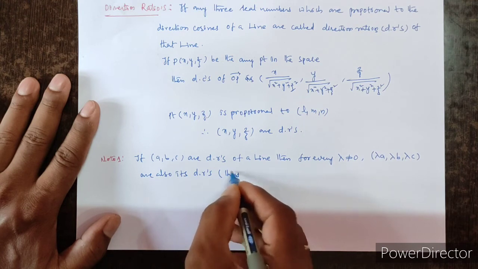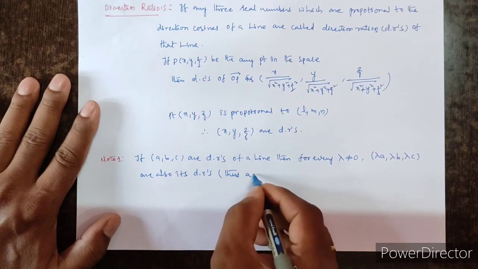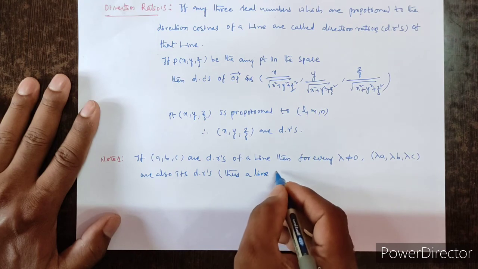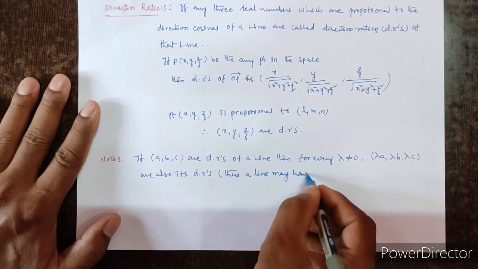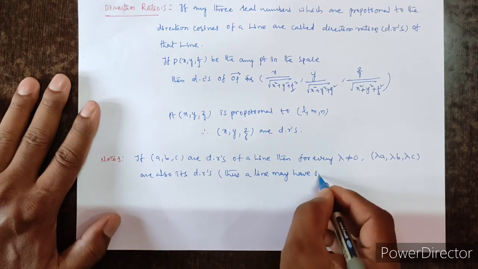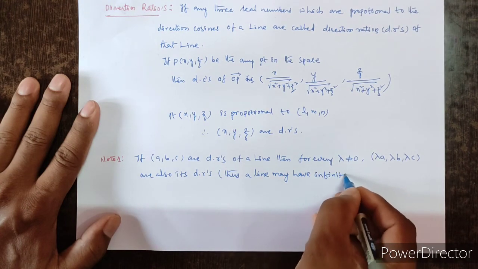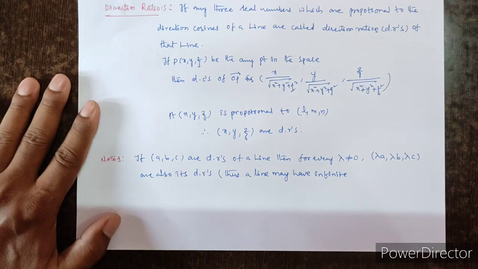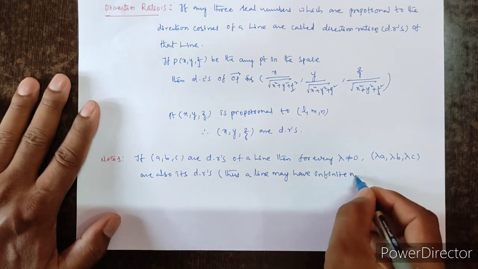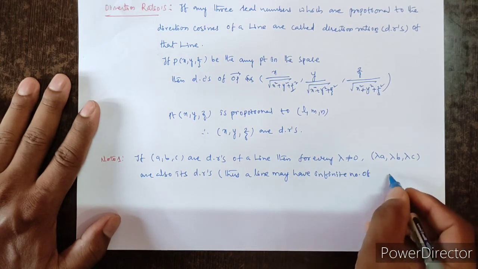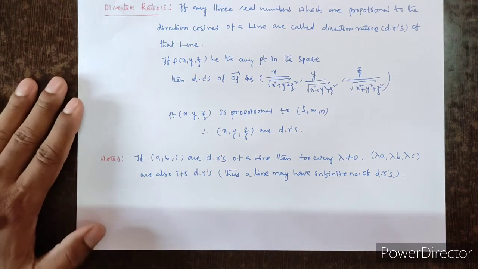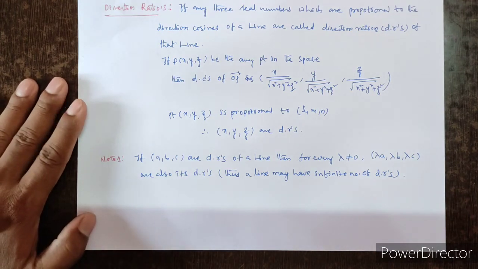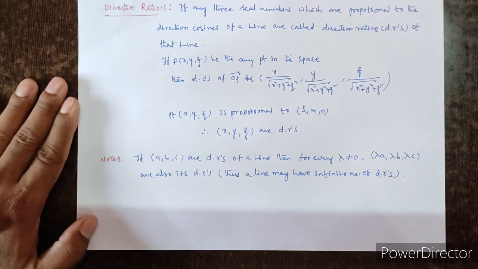Thus a line may have what? Infinite number of direction ratios. Direction ratios are nothing but real numbers which are proportional to the direction cosines of a line.